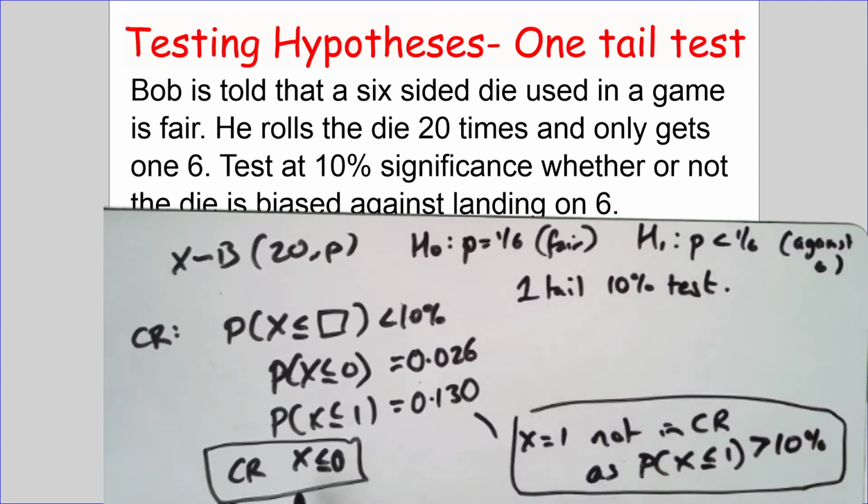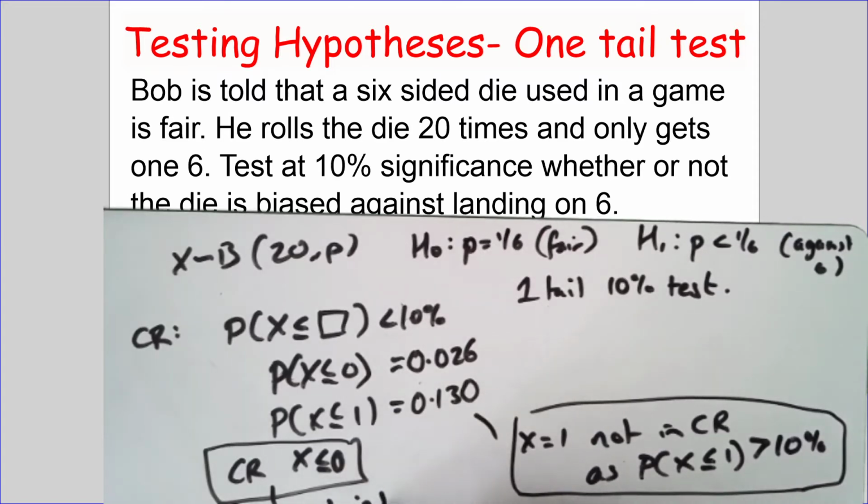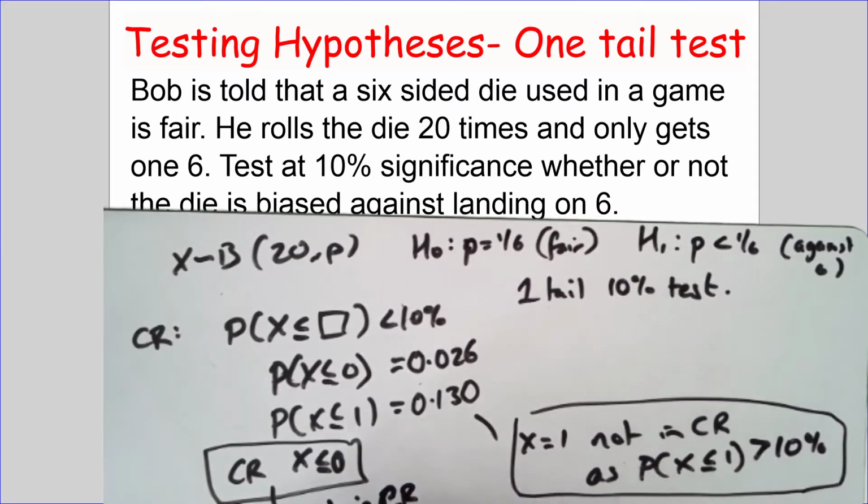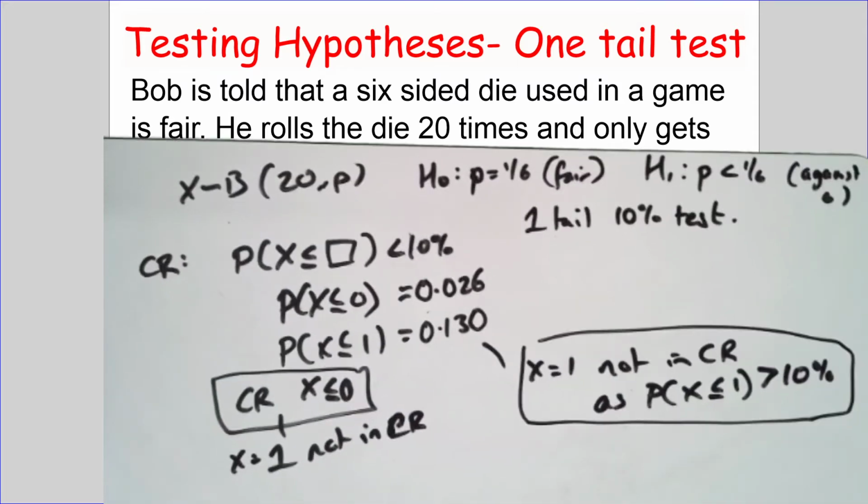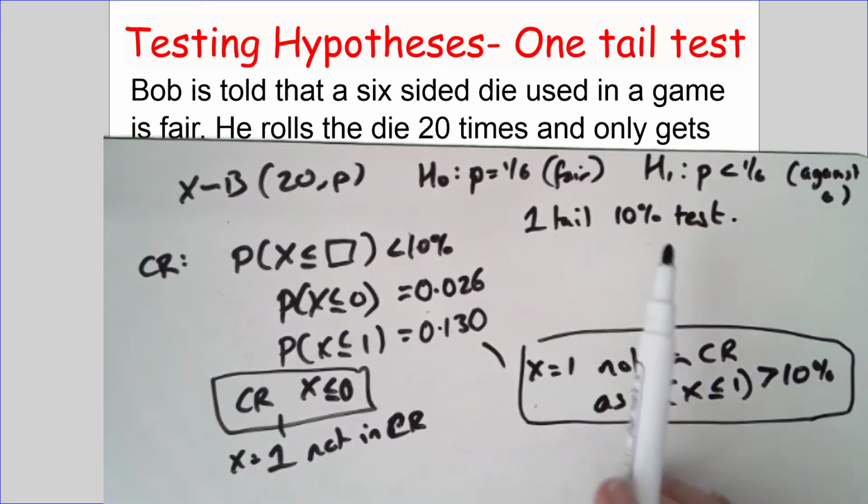Way 1 was to find the critical region and go 1 is not in the critical region. X equals 1 is not in the critical region. Or we looked at x equals 1 and did less than or equal to 1 and it was not in the critical region because it's bigger than 10%. So either way we've decided here this is not unlikely enough. The chance of this or worse happening is bigger than 10%.